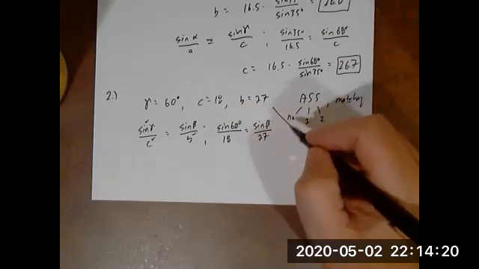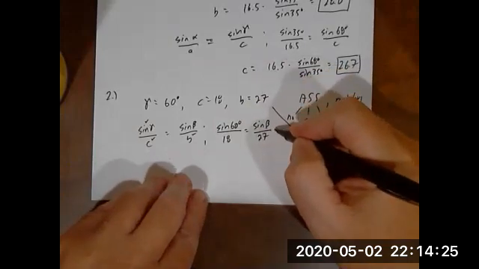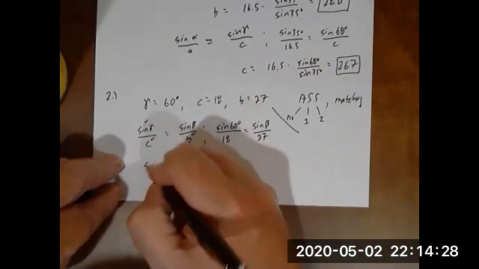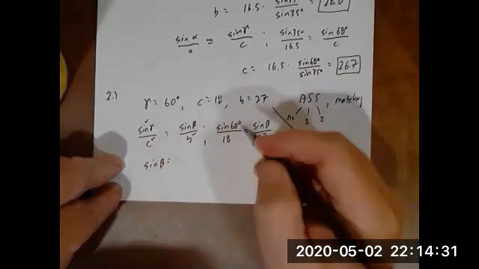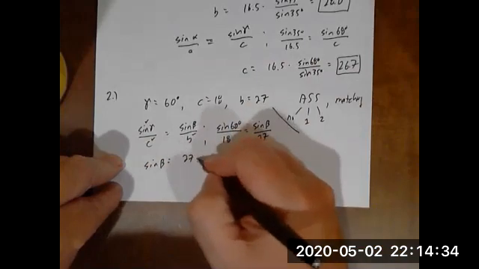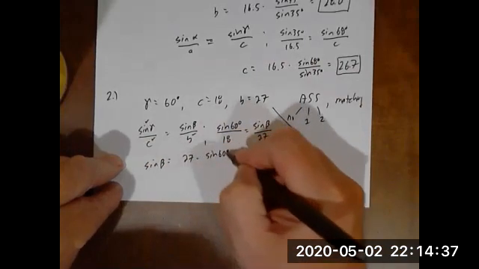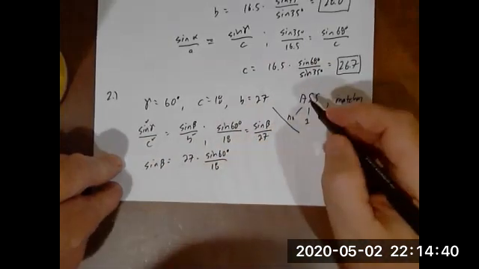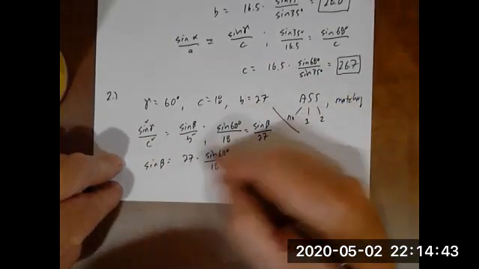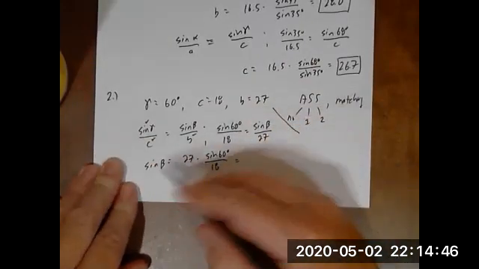And what I'm going to do here, just to make it simple, I'm not really going to cross multiply. If I multiply both sides by 27, then I end up with sine of beta is 27 times the sine of 60 degrees over 18. So I'm going to do this calculation, and then I'll eventually have to take the inverse sine. So let's do this calculation first. So 60 degrees, the sine, make sure your calculator is in the degree mode, times 27 divided by 18.